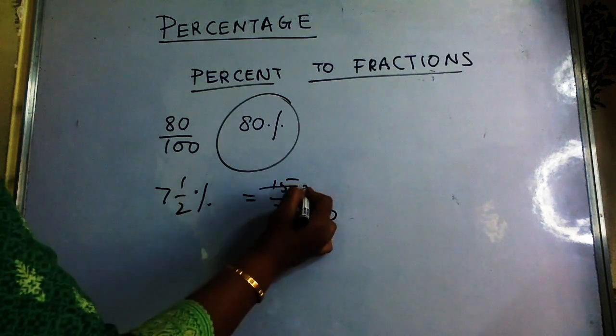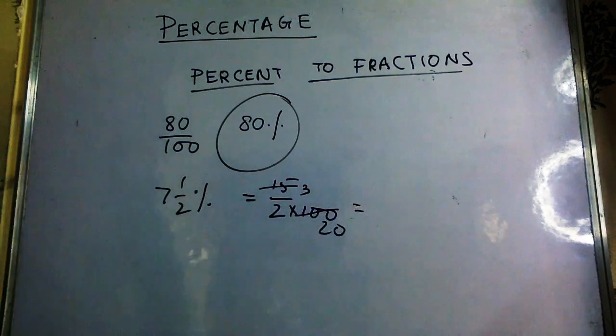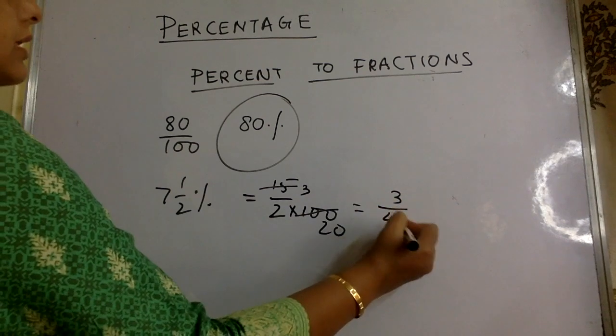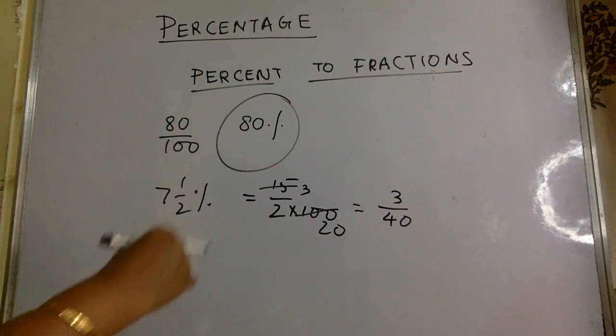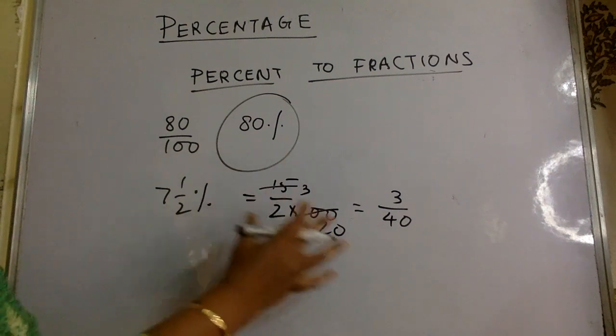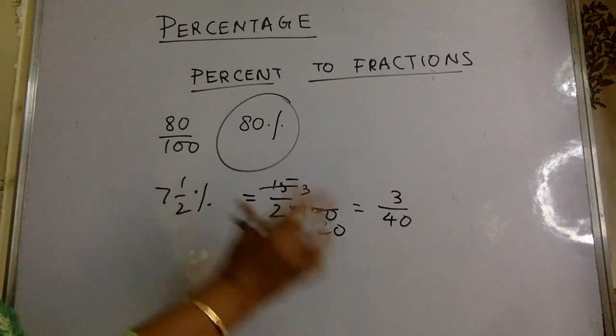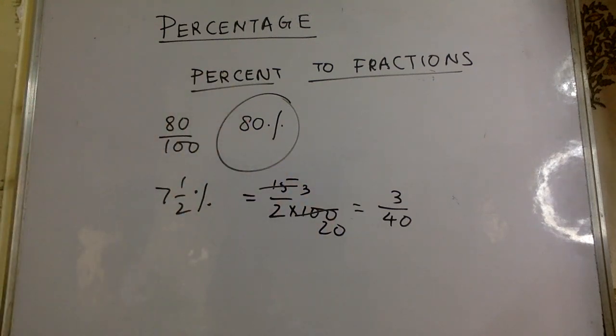So 5 3s are 15, 5 4s are 20, that is okay. So we get it in fractions as 3 by 40. You have to keep working and keep simplifying till you can't simplify it anymore. So percentage to fraction conversion has been done by dividing with 100, and you have to remove the percentage sign.